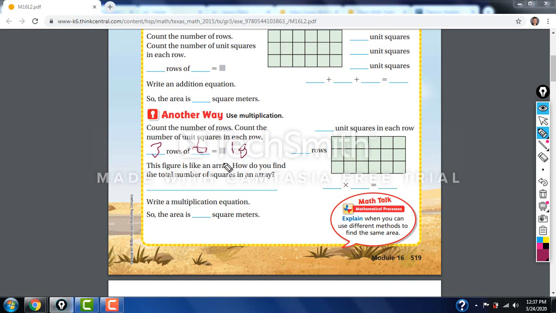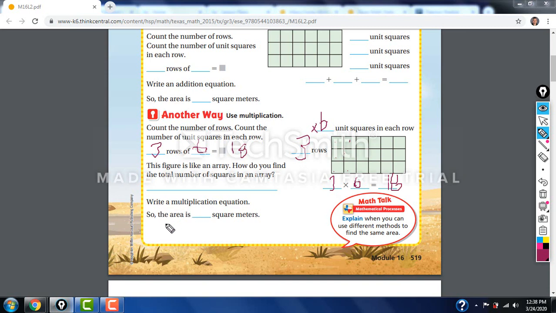And again, I'm sorry for my numbers, I'm using the mouse right now. So how many rows do you have here? Very good. How many unit squares in each row? Very good. So the figure is like an array. How do you find the total number of squares in an array? Well, you can multiply length times width, or just count. So we have 3 times 6, and that gives you 18.